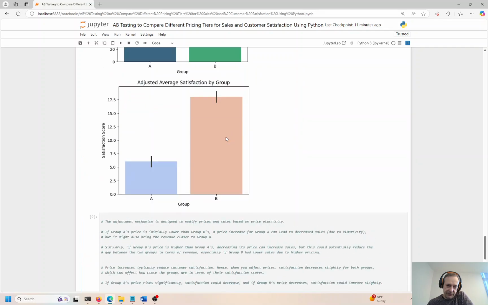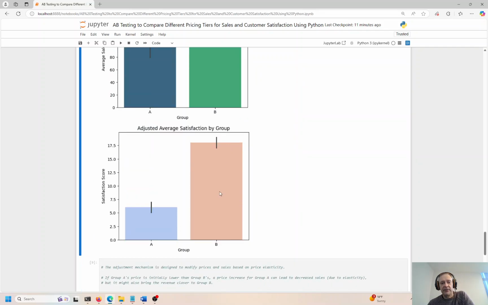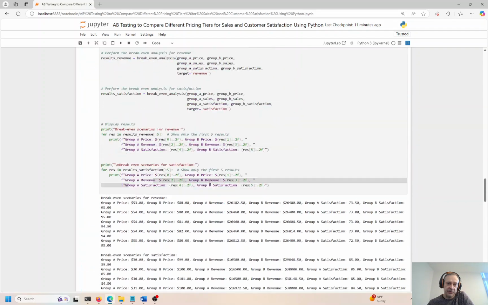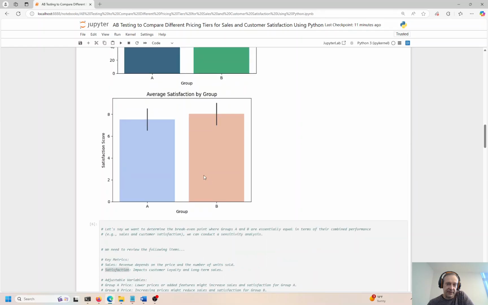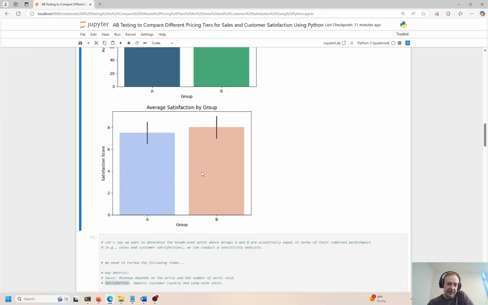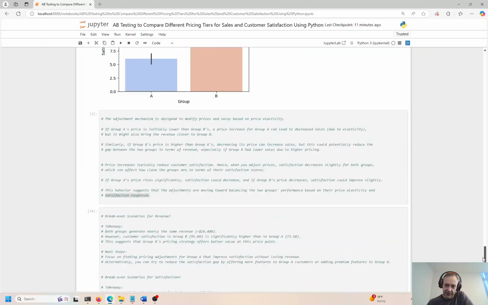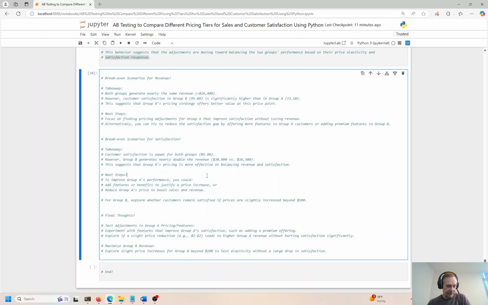We saw that in both cases, right? So satisfaction scores are higher for Group B and average sales are higher for Group B. That is after the adjustment. Even before the adjustment, we saw kind of the same. Like satisfaction is slightly higher for B and sales are slightly higher for B, right? So there's a perceived benefit by customers for purchasing product B over product A.